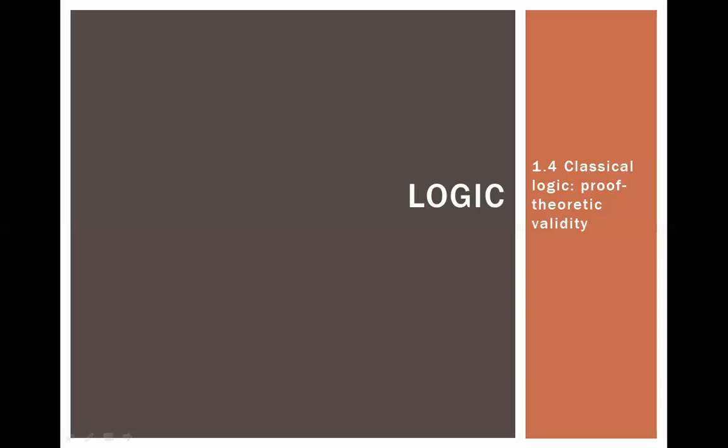Philosophy class, this is 1.4, classical logic, proof theoretic validity. This is seeing what happens when you have a system of rules. Does a conclusion follow from the premises?